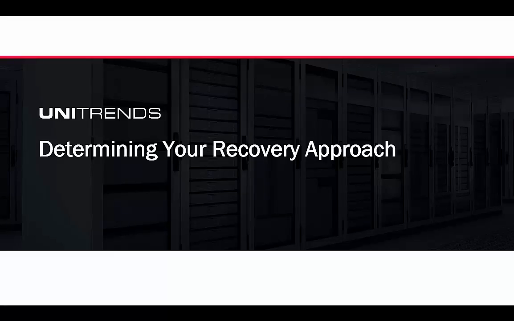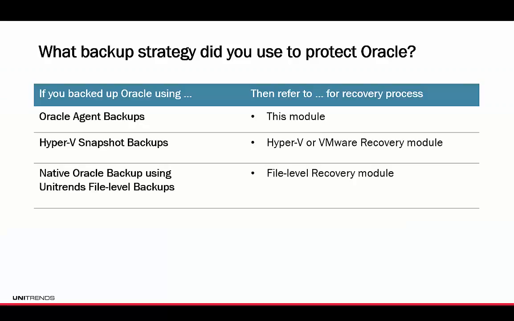First, let's take a look at determining your backup approach. Obviously, the first question is, what backup strategy did you use to protect your Oracle? Did you use our Oracle agent? Are you doing hypervisor snapshots through Hyper-V? Are you doing native Oracle backups using Unitrends file-level backups? Or did you do native Oracle backups and then use file-level Unitrends backups to pick those up?